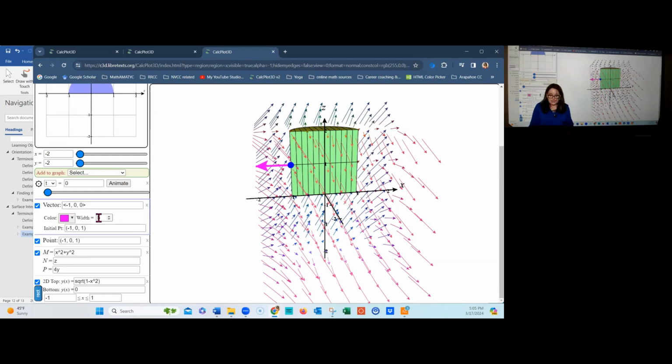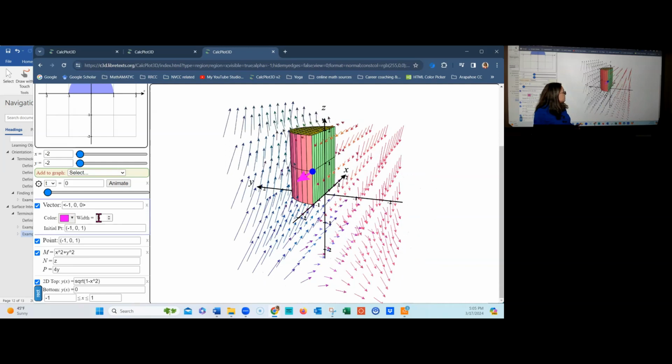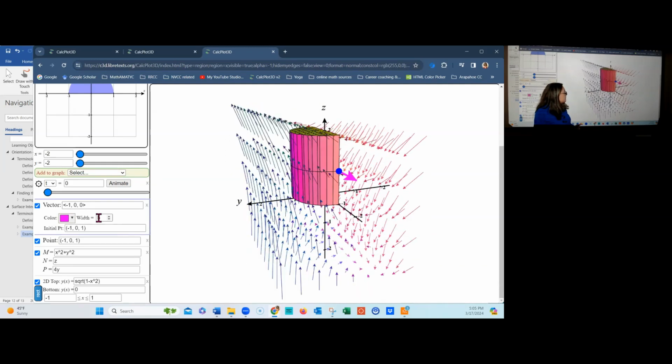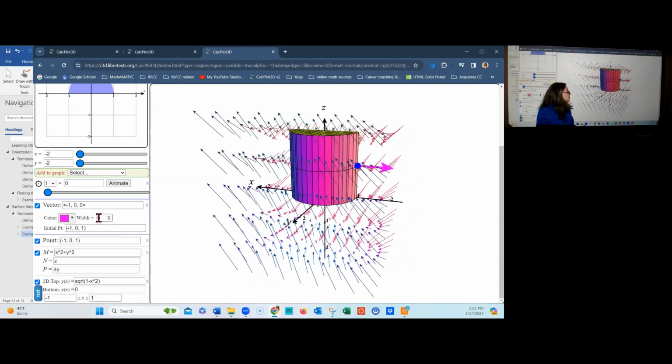And the answer is yes, it is pointing outside of the half cylinder. You can see the point right there, and it is definitely pointing out of the shape, not towards the interior of the shape. So the normal vector we have found is the effective one to use.